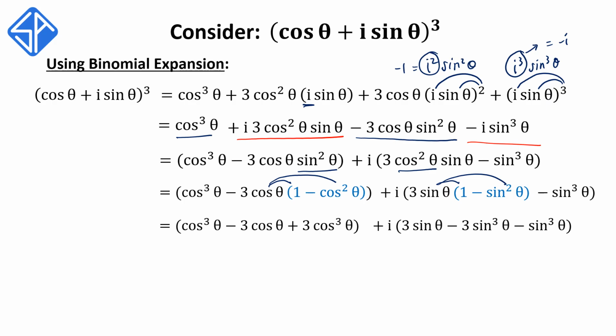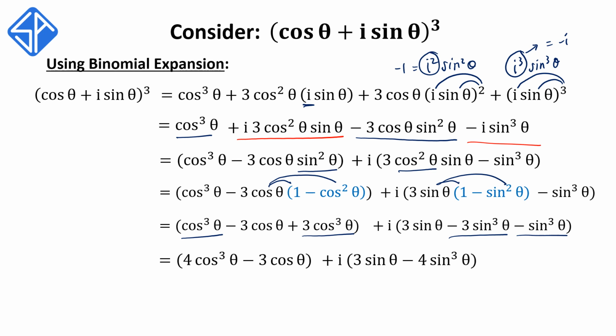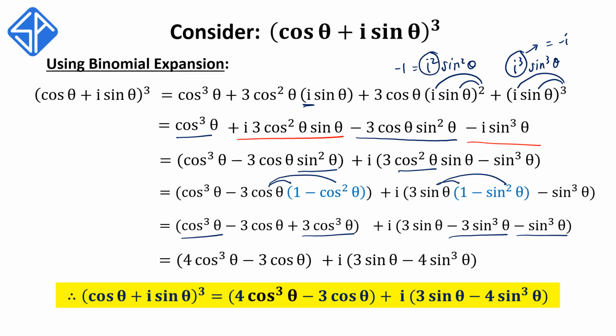We're now going to collect like terms. So the cos cubed theta and the 3 cos cubed theta will collect together. And this will give us 4 cos cubed theta minus 3 cos theta. For the imaginary part, minus 3 sine cubed theta collects with minus sine cubed theta. So we're going to get plus i(3 sine theta minus 4 sine cubed theta). And there we've got the expansion for (cos theta + i sine theta) cubed being given by this expression using binomial expansion.